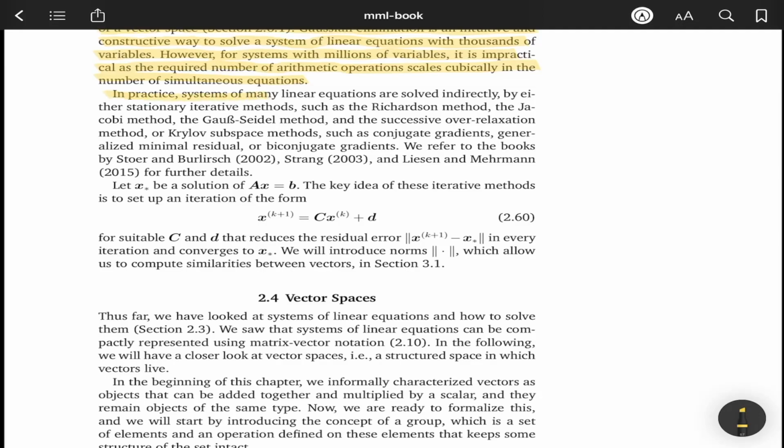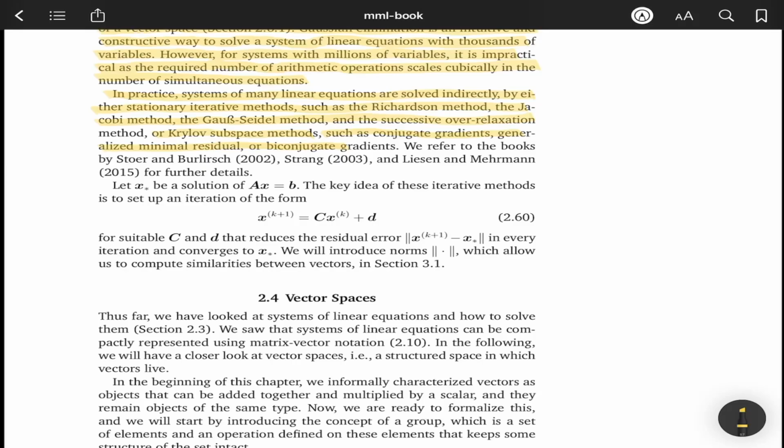In practice, systems of many linear equations are solved indirectly by either stationary iterative methods, such as the Richardson method or the Jacobi method, the Gauss-Seidel method, or the successive over-relaxation method, or Krylov subspace methods. Man, so many methods, huh? Conjugate gradients, generalized minimal residual, or biconjugate gradients. Oh my god. Okay, so there are many different techniques, blah blah blah.